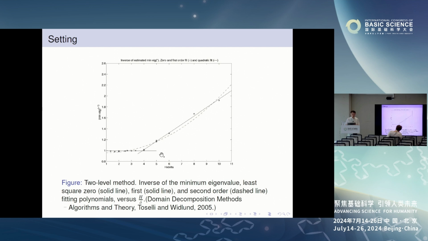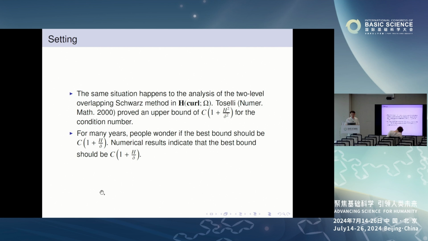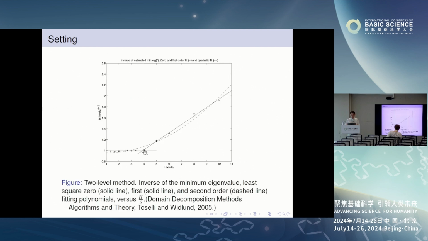fitting the polynomial. For large overlapping, this should be constant because H over delta is also equal to O of capital H. This is constant. But for this small overlapping, this is a small h. In this case, it should be equal to 1 plus capital H over small h. You can see the solid line is linear. This dashed line should be the quadratic.